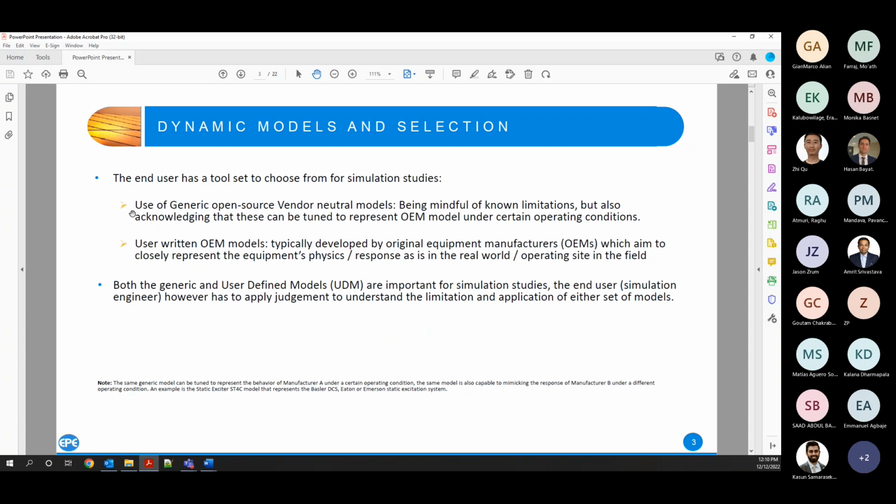Now, I'll show you in a later slide some work where we show that a generic model, for some conditions, can actually be parameterized and tuned to represent an OEM-specific model. However, in some cases, the OEMs might come and say, okay, the generic models are much simpler, as a result of which it cannot be represented. So naturally, there is engineering judgment that one has to use when doing simulation studies.